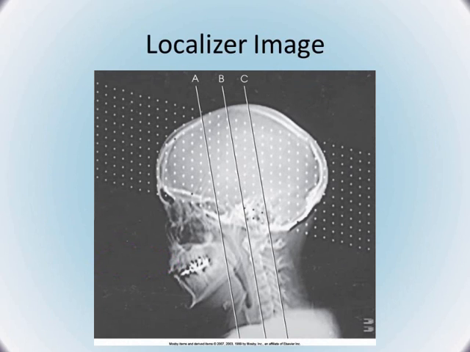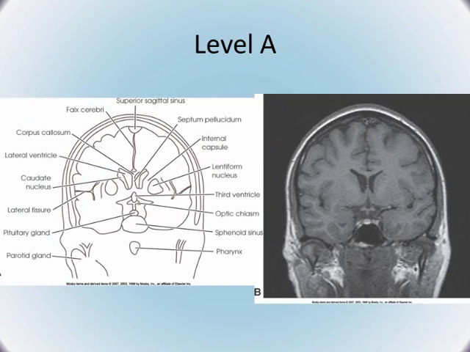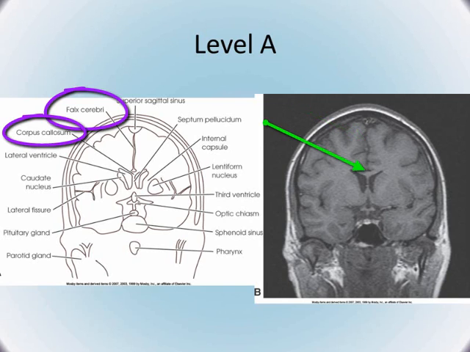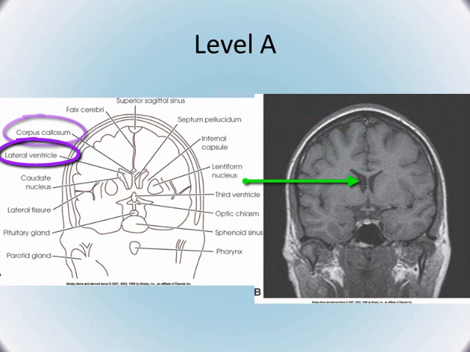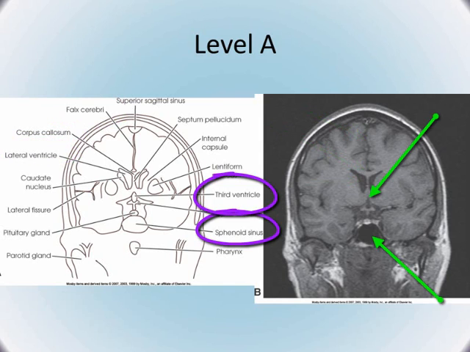This is our last localizer image for the skull. We're going to be looking at the coronal plane and looking at three lines, A, B, and C. At level A, we're looking at first the falx cerebri, then the corpus callosum, the lateral ventricle, and we'll skip around here to the sphenoid sinus and the third ventricle.